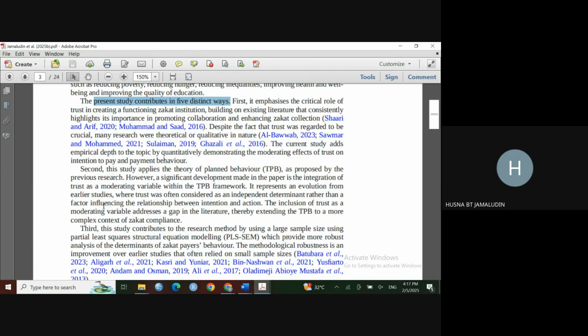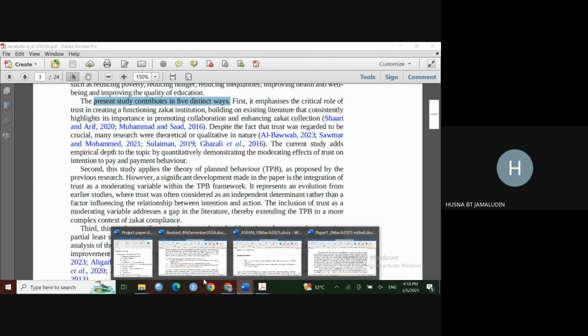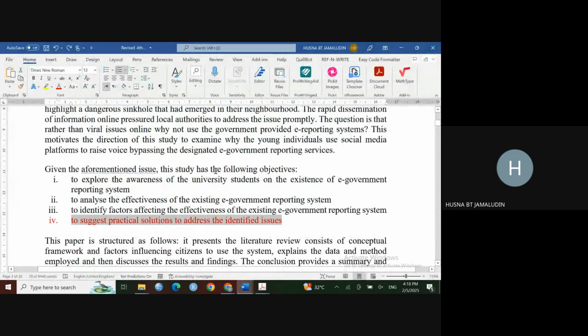So you have to mention what new features you can offer. Different studies are going to have different new features and different value added. You have to highlight this; it is compulsory. Okay, so let's see the paper.